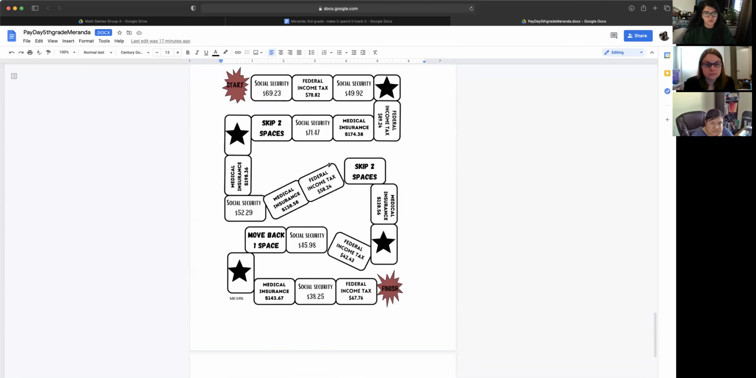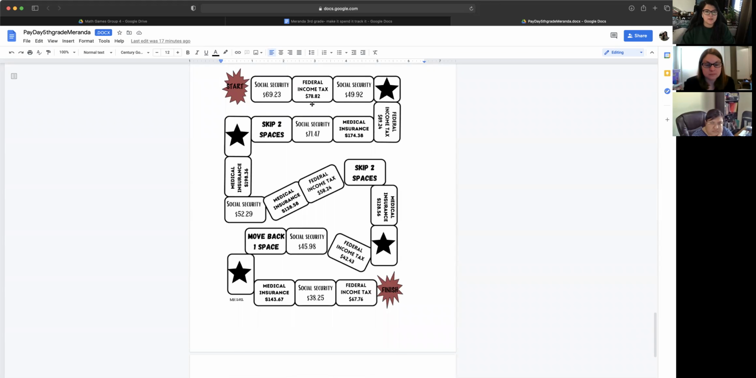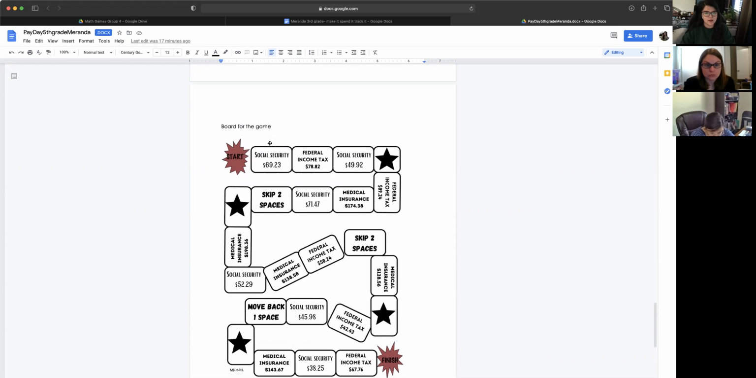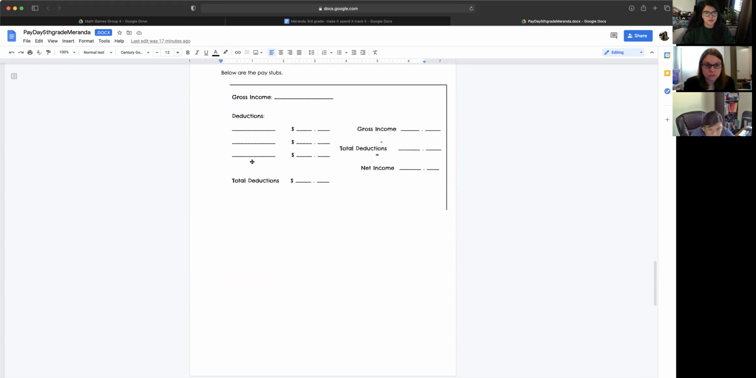And as they go through and play this board game, they will be landing on these deductions that they will have to place on this pay stub. So basically, they'll start with this amount, they'll write these deductions, and in the end, they'll be finding their net income. This pay stub lays it out for them, the gross income minus the total amount of the deductions. They'll add all these deductions up for the total, and it will give them the net income.